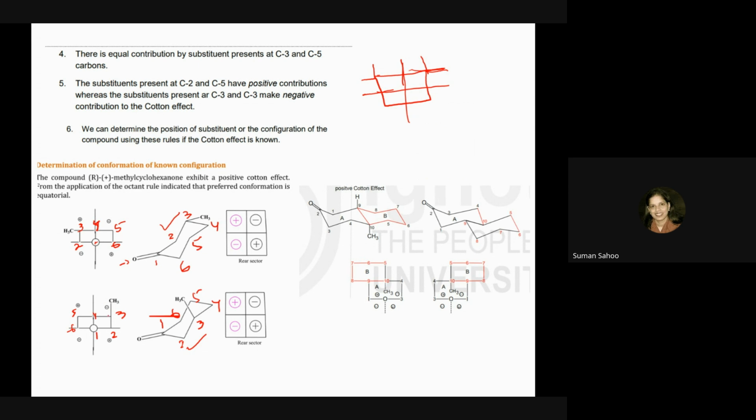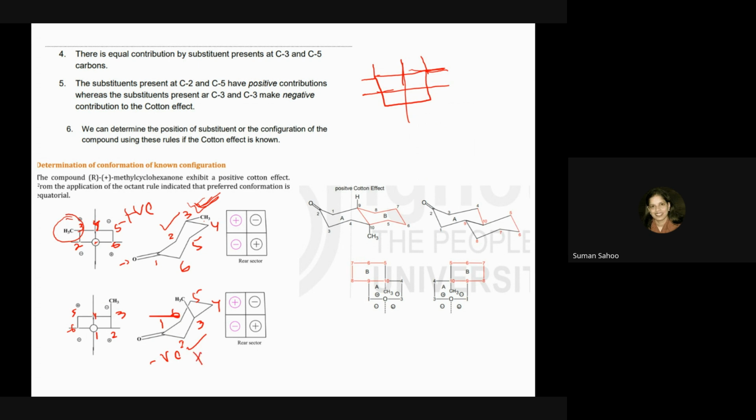So as you see, in this case, the CH3 group is on positive quadrant. That means this one is going to give you a positive Cotton effect, and in this case, the CH3 group is in your negative quadrant. So that is going to give you a negative Cotton effect. As our compound gives a positive Cotton effect, that means this one should be the preferred conformation where CH3 group is present in your equatorial position, not this one.